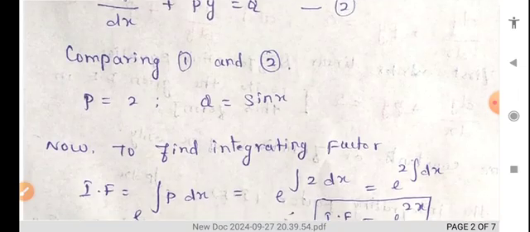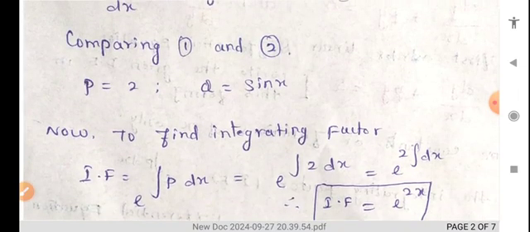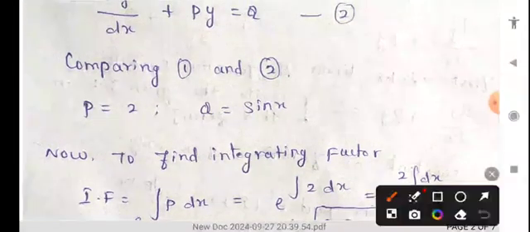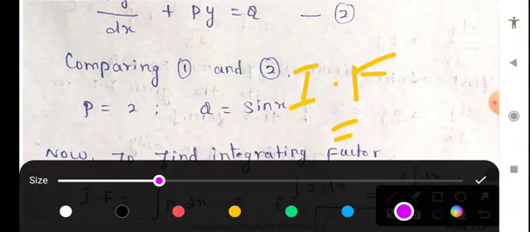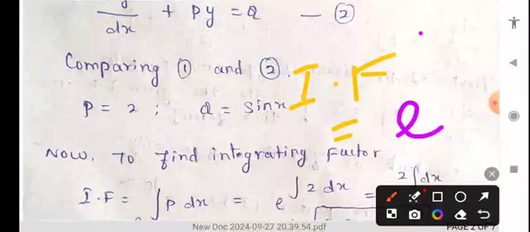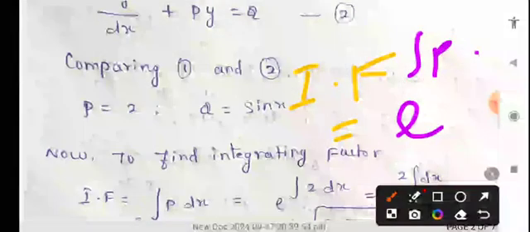Okay, right. Now after finding the p and q values, you have to find the integrating factor. So what is the integrating factor for this form? It is e power integral over p dx. It is e power integral over p dx.